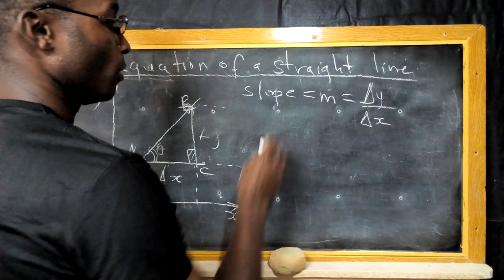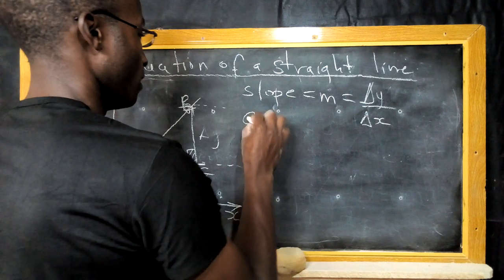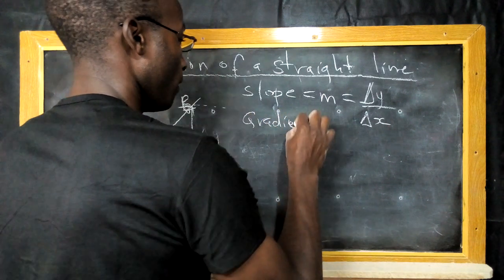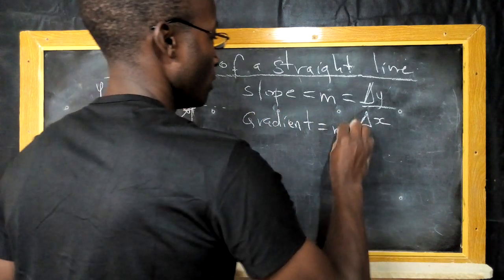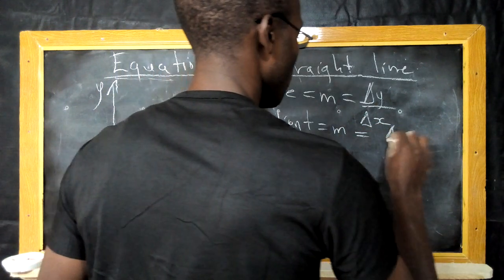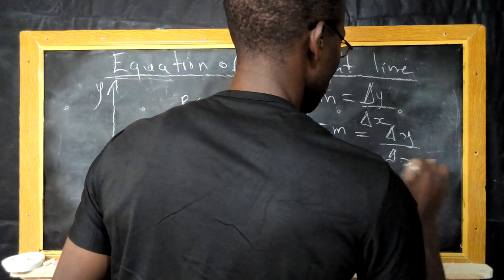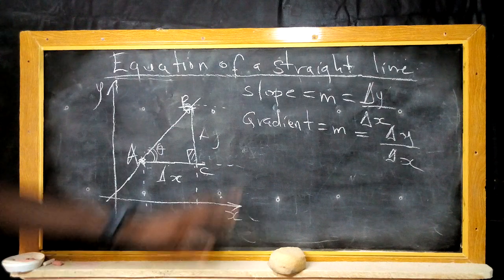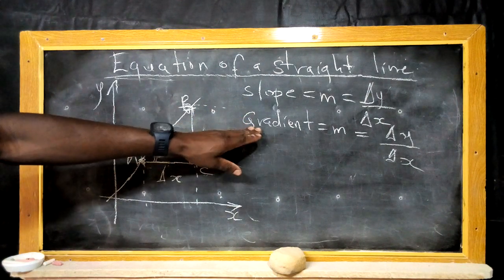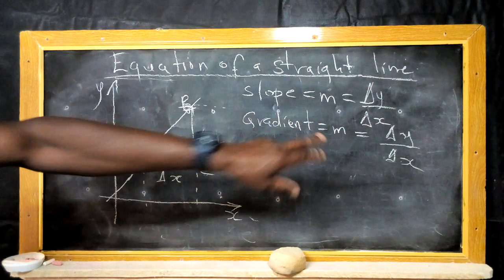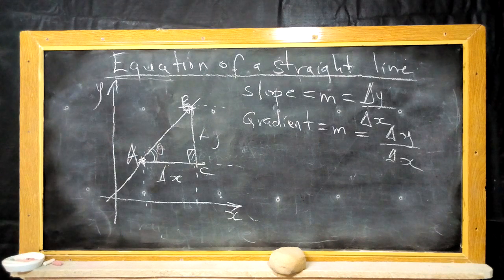Again, now we can refer to this slope as a gradient. Now the gradient, which is m, is equals change in y over change in x. So that's a new way. So we've moved from the slope to gradient given as letter m, the change in y over change in x.